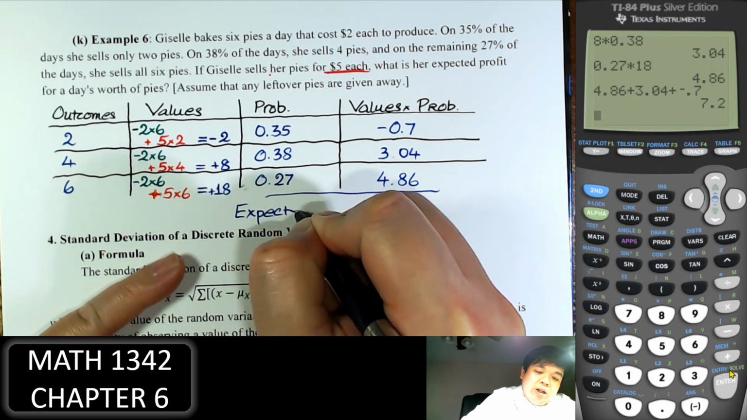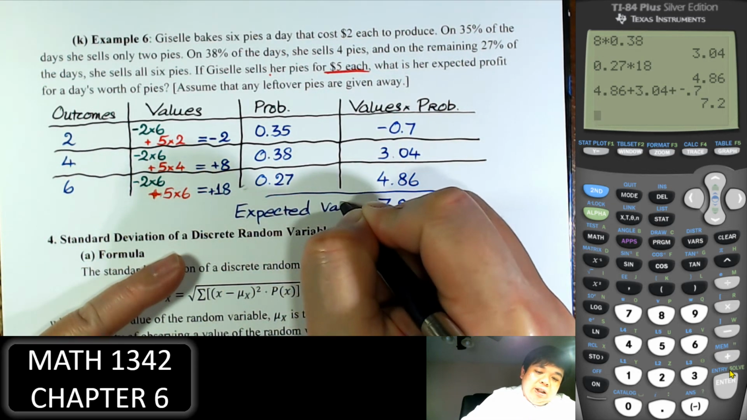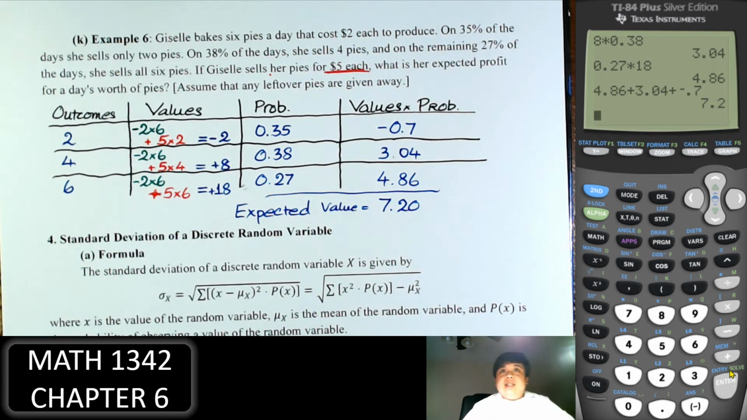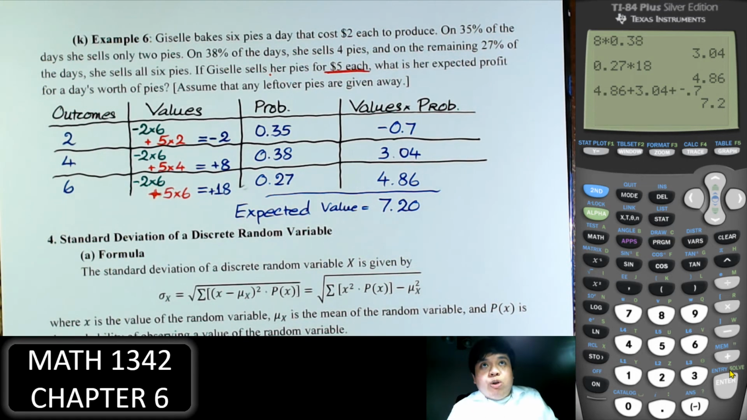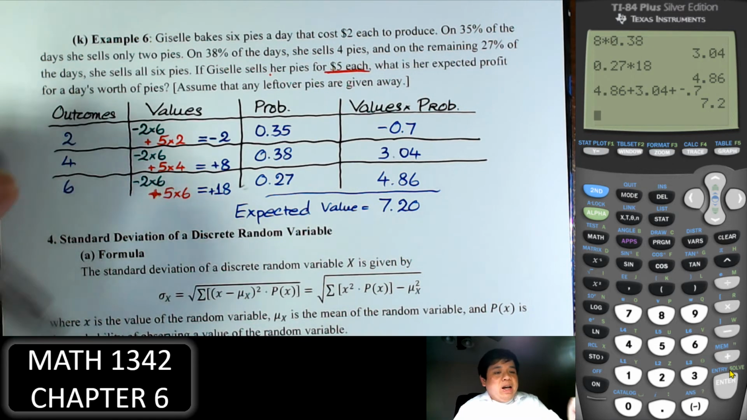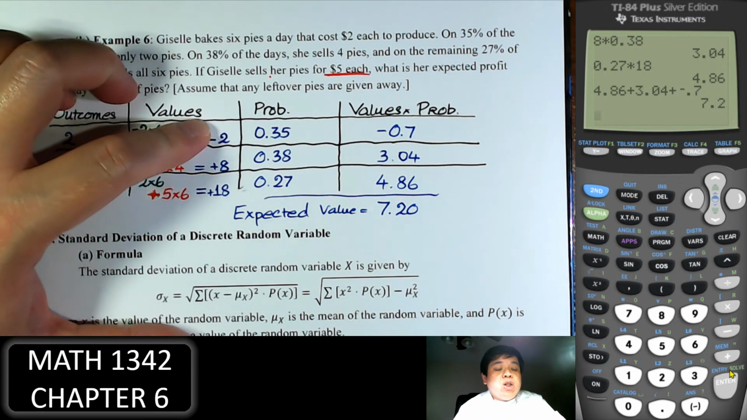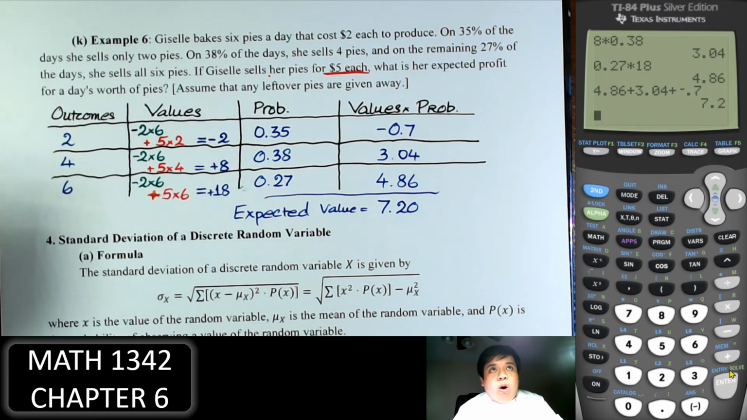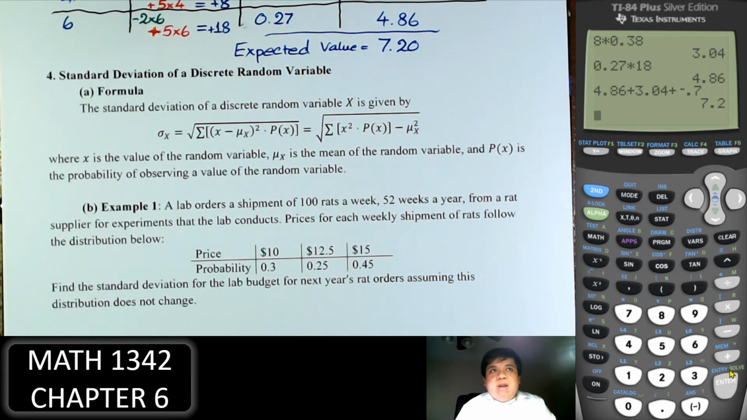So in the long run, the expected value for each day is $7.2. So the profit is $7.2, and it will never happen on a particular day, but in the long run, the average will be 7.2. Because for a particular day, there are only 3 outcomes: lose $2, gain $8, or gain $18. Only those 3 outcomes. But in the long run, each day she makes $7.2. Right, so that was expected values.